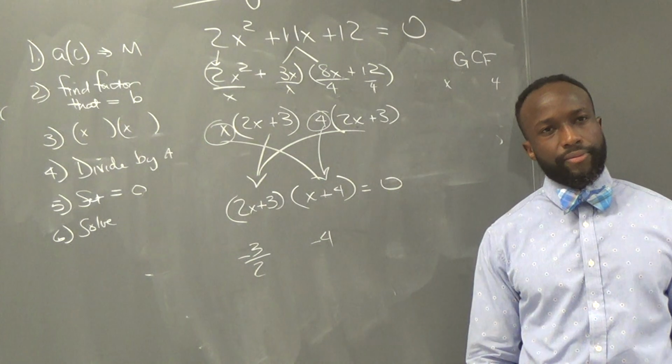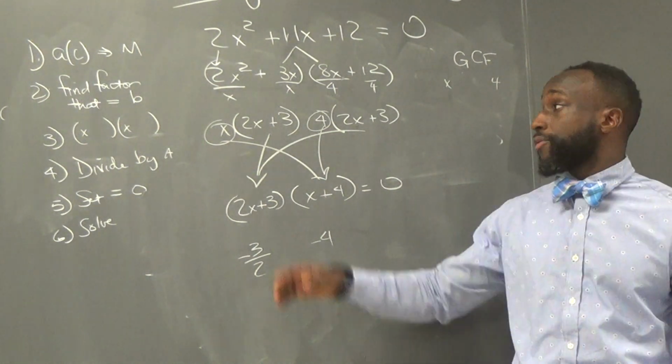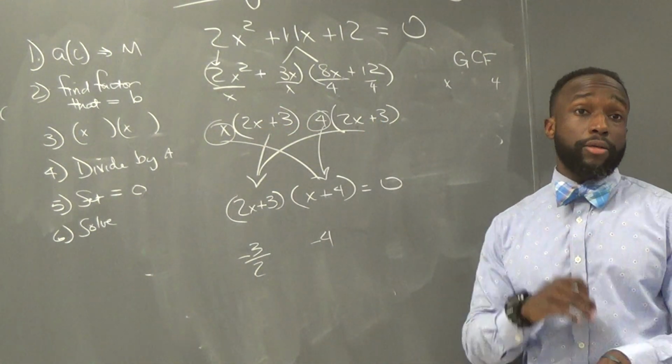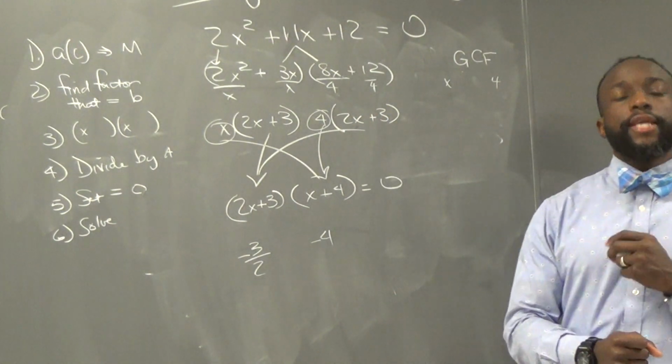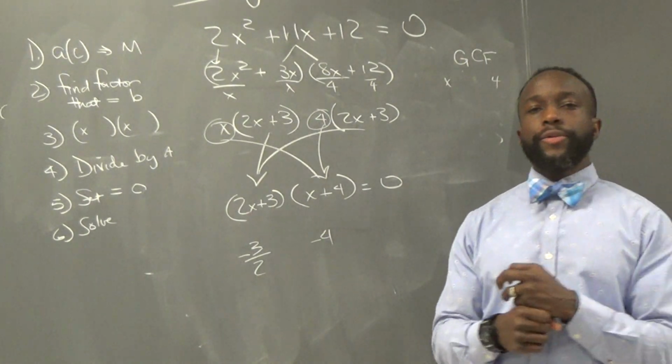But what if the 2x plus 3 was different than over here? Then we factored wrong. This lets us know we did it right. So they should always be the same. Yes, sir.